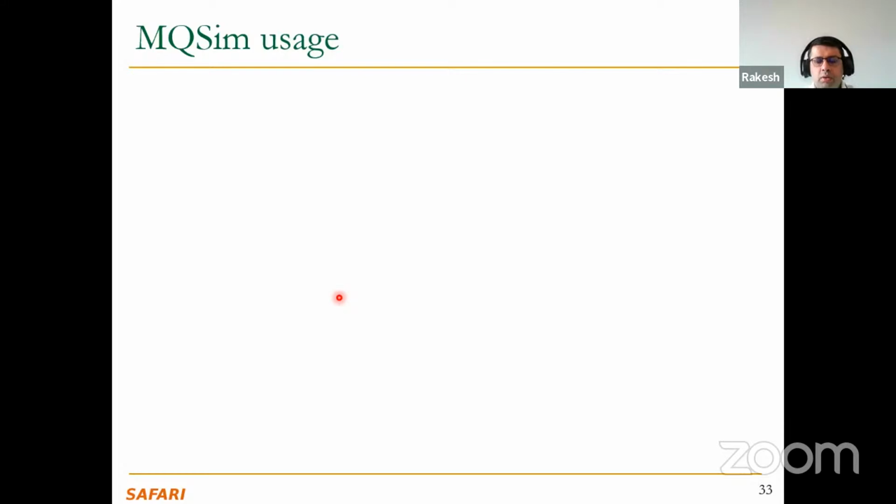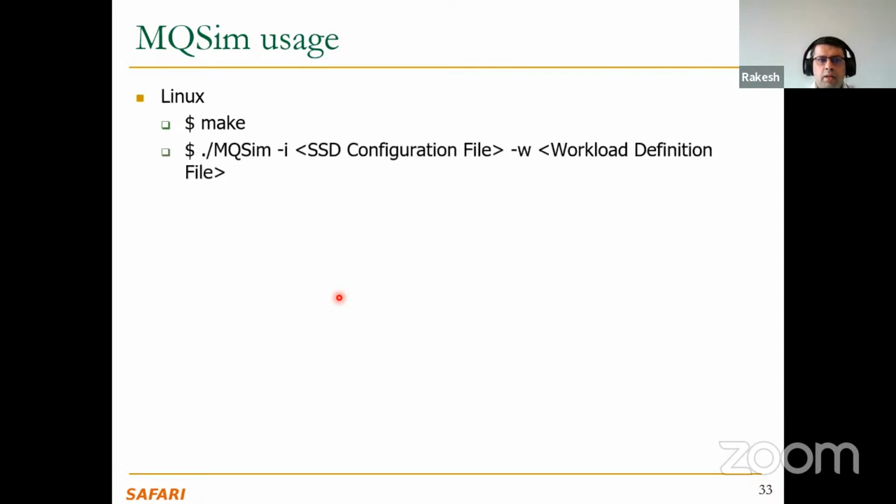So next we jump to how we use MQSim. If you are a Linux user, then we just download the source code from the Git repository and compile the code using make, and we use this command to start the workload execution or the experiment. The MQSim object gets created when we perform the make, and then we give the SSD configuration file and the workload definition file with the following attributes.